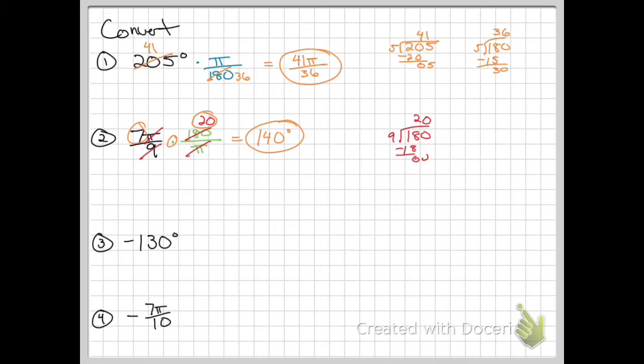The only thing a negative is going to do is give you a negative for the answer. Don't forget that negative on your test, though, because we have to mark it wrong if you give us a positive answer. So it's converting to radians, so I need a pi on top.